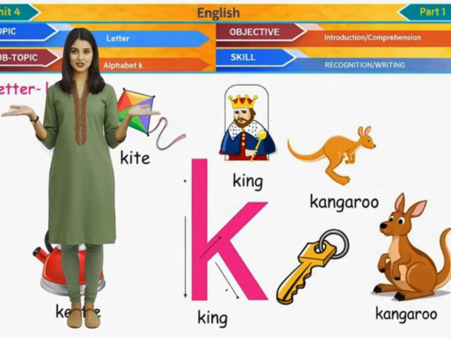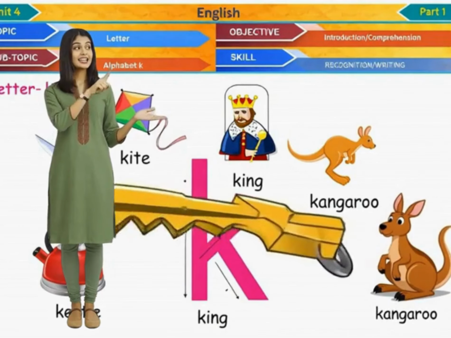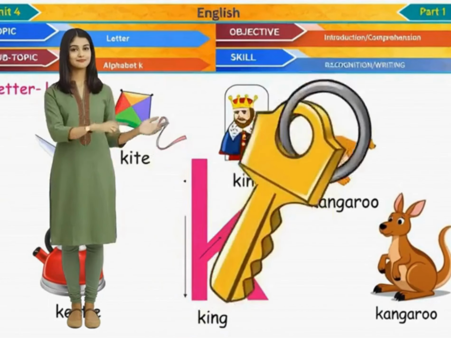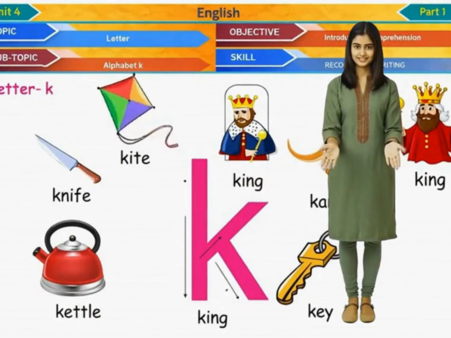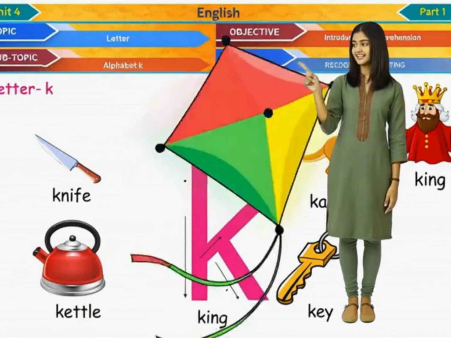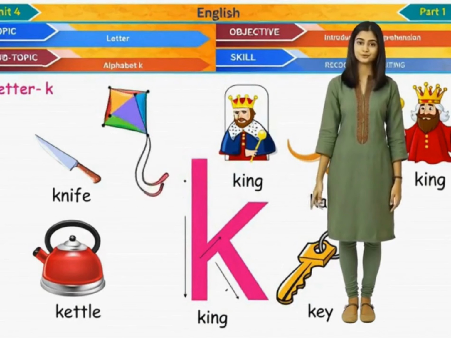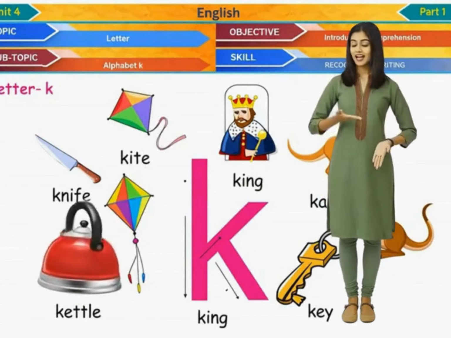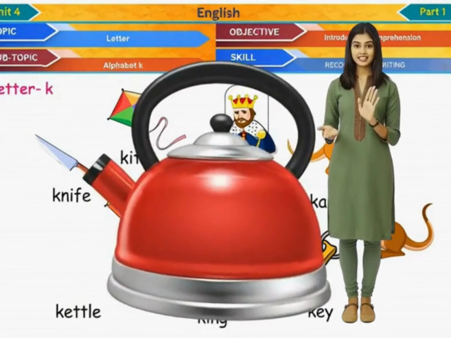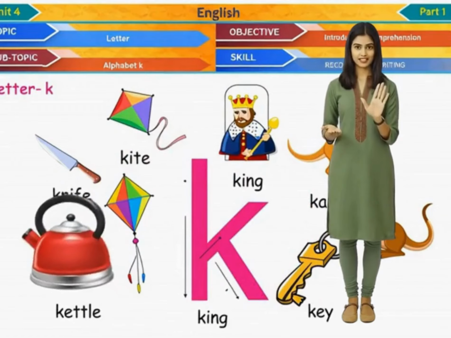Look at this picture, children. K is for key. A key helps us open locks and doors. Look at this picture, children. K is for kite. A kite flies high in the sky when the wind blows. Look at this picture. K is for kettle. We see a kettle in the kitchen. We must be careful with it.